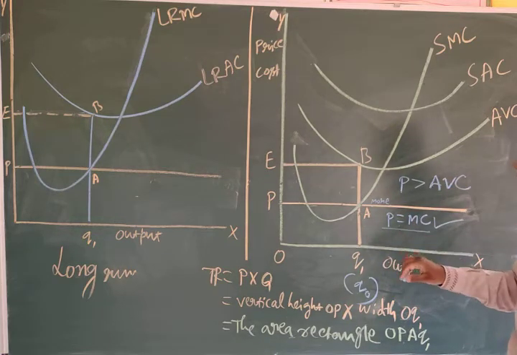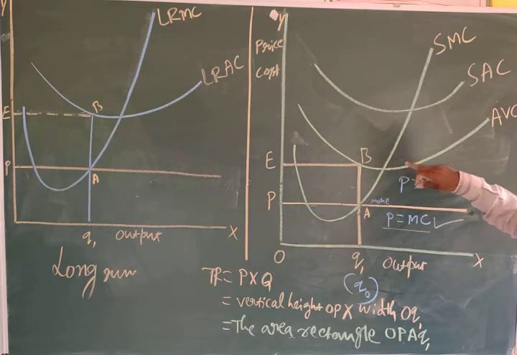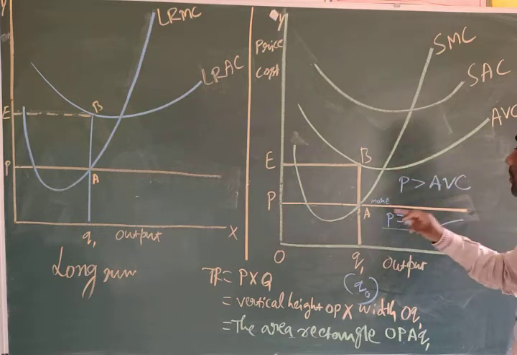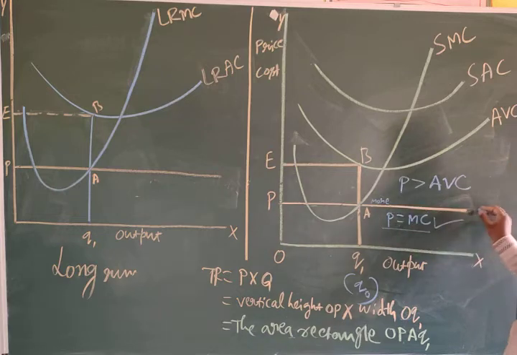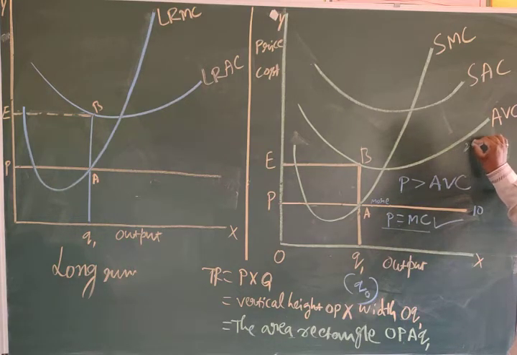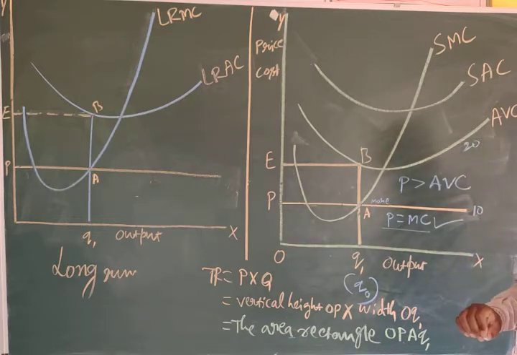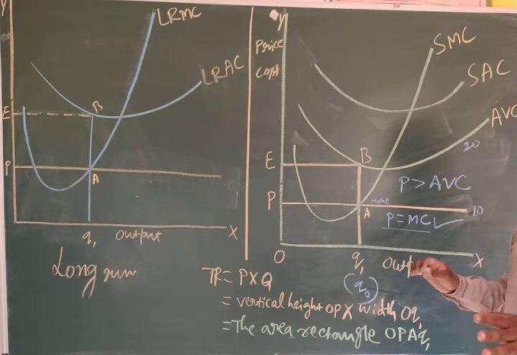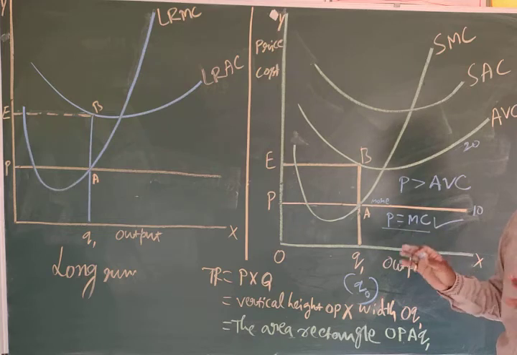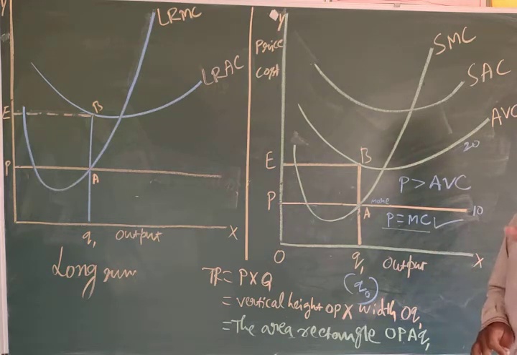But here what is happening? The average variable cost is more than the price line. Here is the price, cost is here. For example, price is 10 and cost is 20. At that time, is it possible to produce goods and services? No, highly impossible. Why? Because cost is more than the price. That's why any firm cannot get more and more profit.